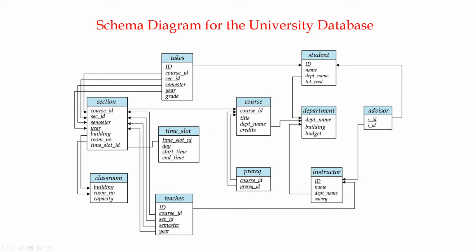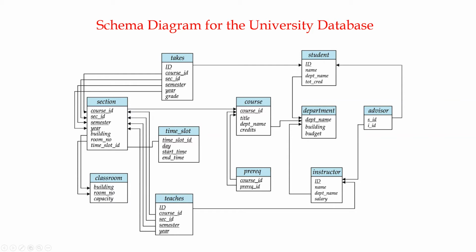Here you can see there are multiple tables which are interconnected with each other. Now, let us start with the department table. In the department table, you have multiple attributes like department name, building and budget, and department name has been underlined, which means department name is the primary key for the relation department. This department is associated with tables called student, course and instructor. In the student table there are multiple attributes, in the course table also, and likewise in the instructor table also.